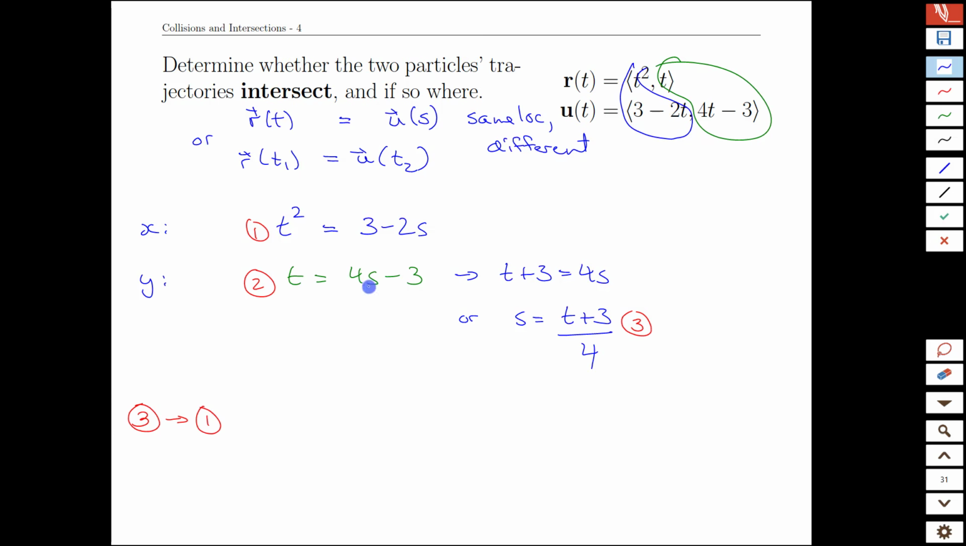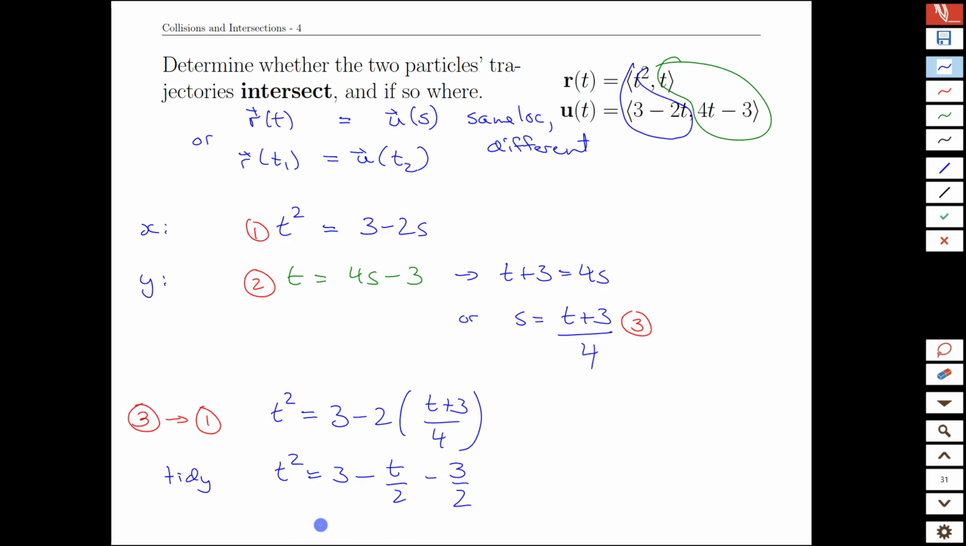So right now it looks like we can get the y-coordinates to align as long as the t's and s's have a certain relationship. But now we want the x-coordinates to be equal as well. How do we achieve that with this constraint? Well, we sub 3 into 1, and we get t squared equals 3 minus 2 s's, but each s has to equal (t plus 3) over 4. There we go. And we're just going to tidy that up a little bit. We're going to get t squared equals 3 minus 2t over 4, which is t over 2. And 6 over 4 is 3 halves.